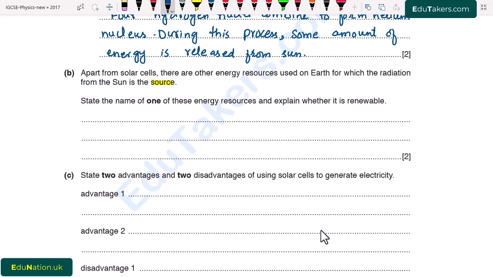I write here wind. Both of these sources are renewable, because we get energy from these sources again and again.